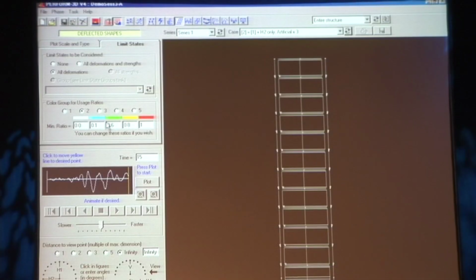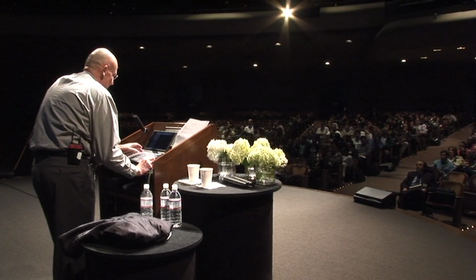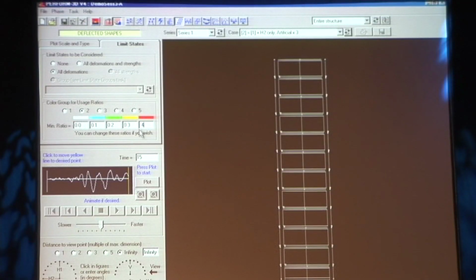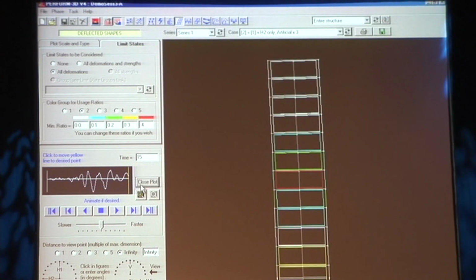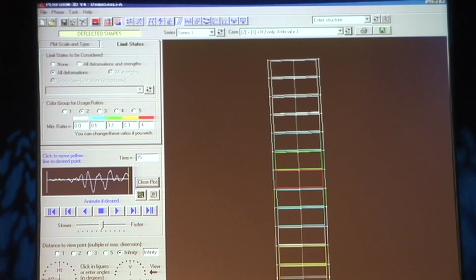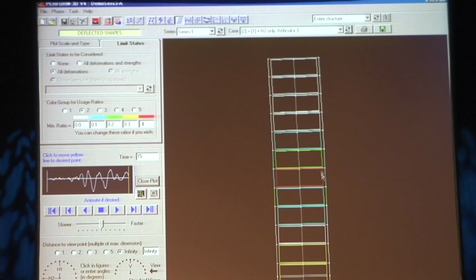It's really quite strong. So I'll make that 0.1, 0.2, 0.3 and 0.4. Okay, now what you observe here is that down at the base, these now are going to be rotation demand capacity limits, it's in the yellow, which means it's between 0.3 and 0.4. Up here at the 6th story, it's in the red, which means it's larger than 0.4.